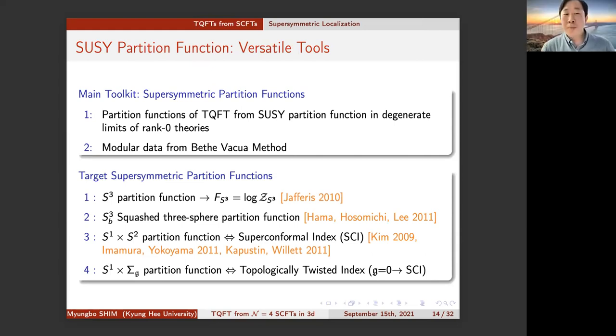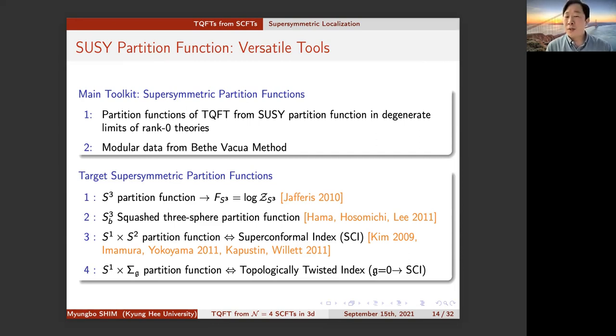To obtain the modular data of the topological field theory, the ingredient to compute modular data is the supersymmetric partition functions, and we use the localization recipe to compute these supersymmetric partition functions in the degenerate limit of rank-0 theories. In addition to this, modular data can be obtained from the Bethe-Vacua method.